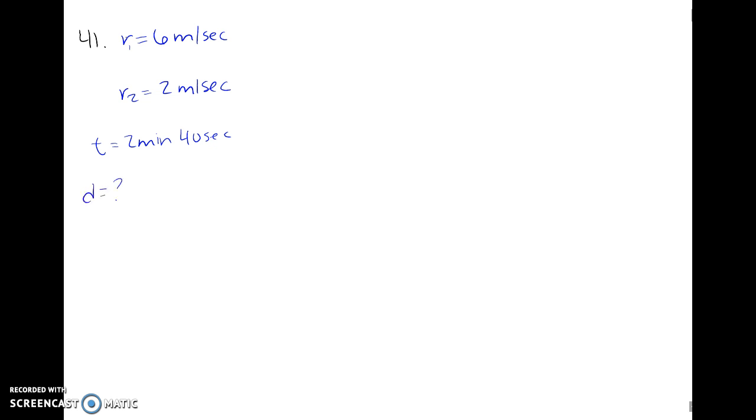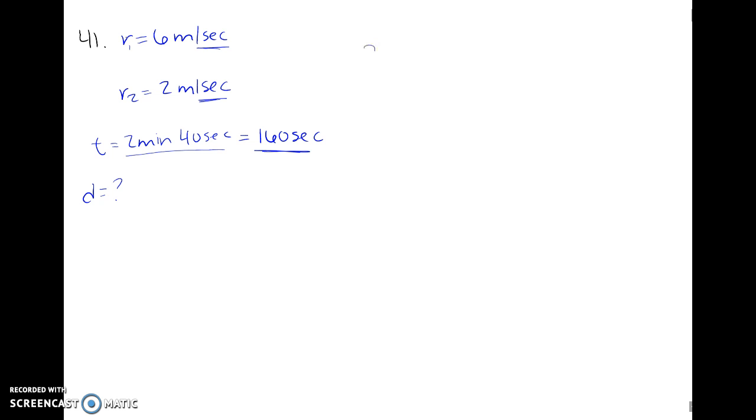Okay, so first thing I'm going to notice is that our rate is in meters per second for both of these, and our time is in minutes and seconds. So before I even start this problem, I want to convert the time. So 2 minutes is 120 seconds plus 40 seconds is 160 seconds. Okay, so this is what we're using for time. Now, we're looking for distance. We know a rate and a time. So we're going to use distance.